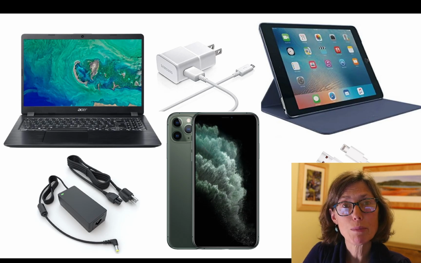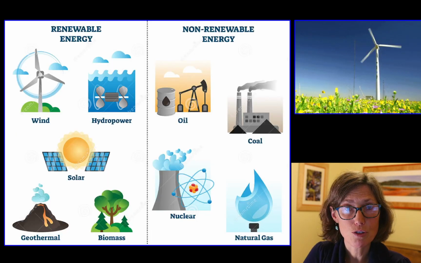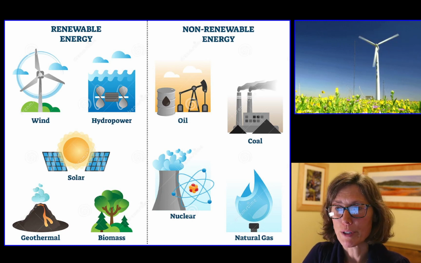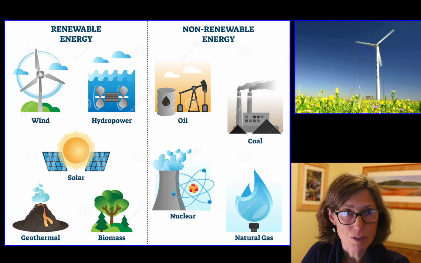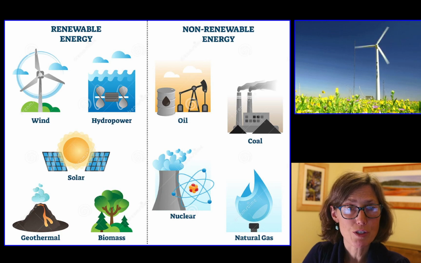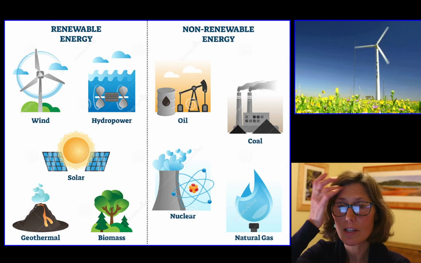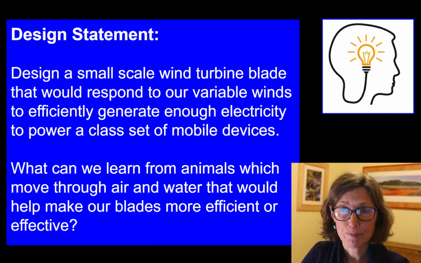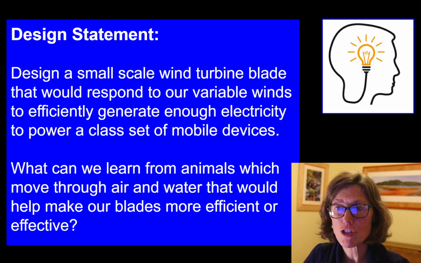So what might be the energy sources to give that charge from the electrical output? So the key renewable energy source that we're focusing on in this lesson is the wind. So the design statement is therefore as follows. Design a small-scale wind turbine blade that would respond to our variable winds to efficiently generate enough electricity to power a class set of mobile devices.